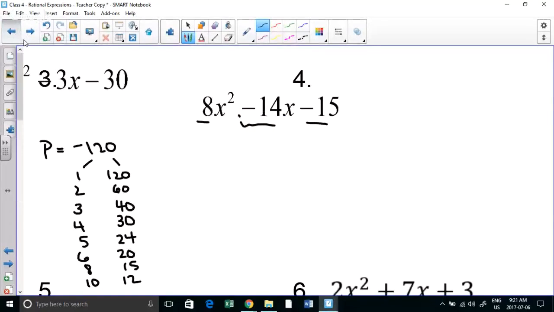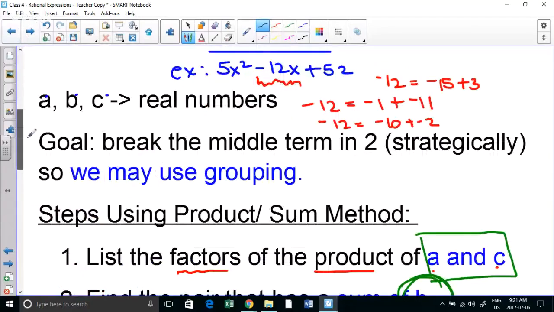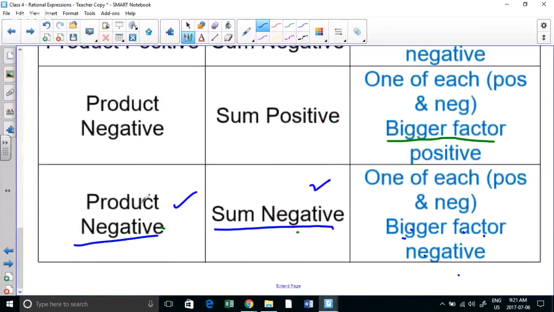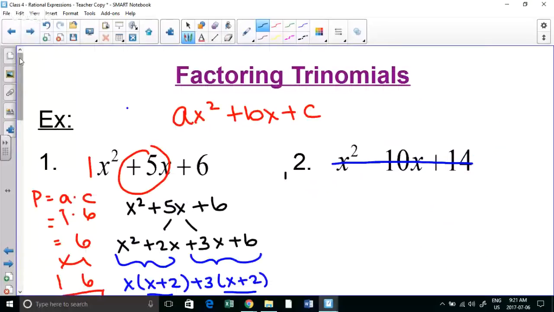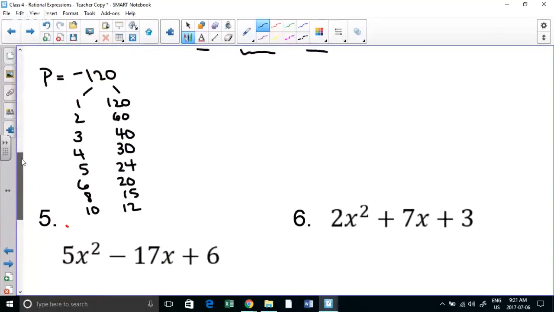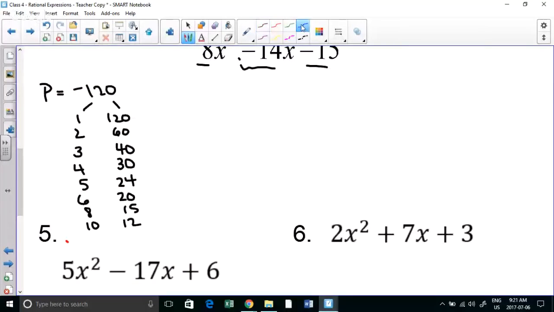So go to my chart. Product's negative and a sum negative. So the bigger factor is negative, meaning that on my list, these are all going to be negative.